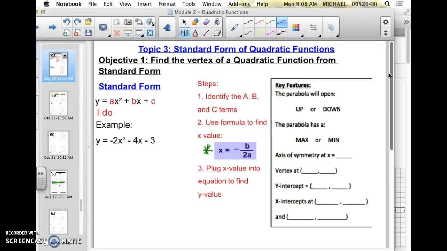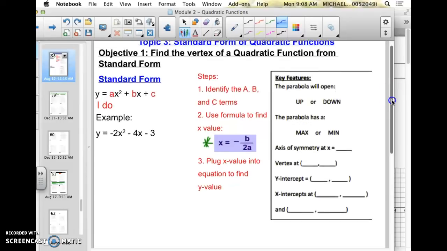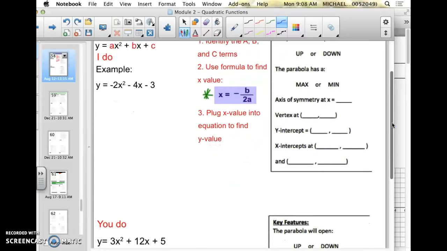So anytime you see a function in that form, and it's asking you to find the vertex, you will do this process. I'm going to follow the steps I've laid out in red, so I ask that you just follow along as I do the first example. Now, the I do problem, it jumps out at me that it's in standard form. It's negative 2x squared, so there's my A term, minus 4x, that's my B term, minus 3 is my C term. The first step I'm going to work through is identifying the A, the B, and the C.